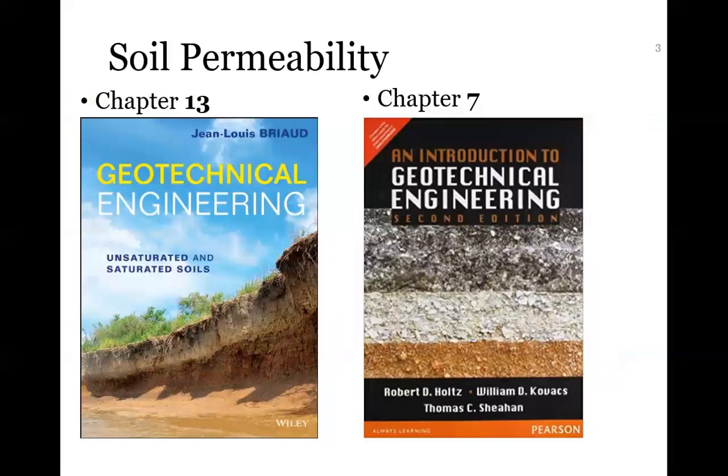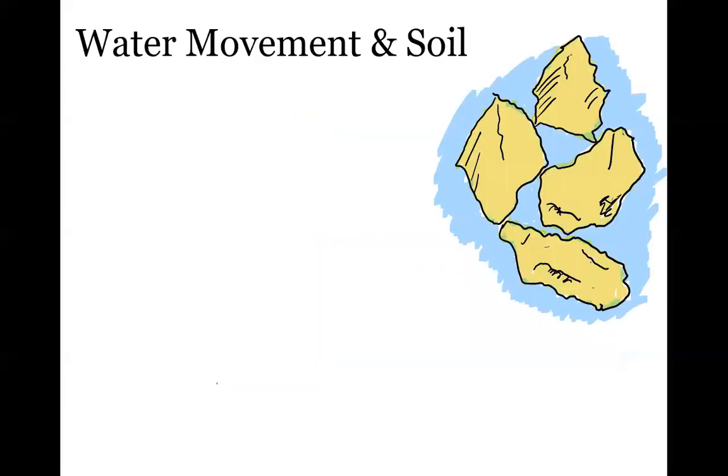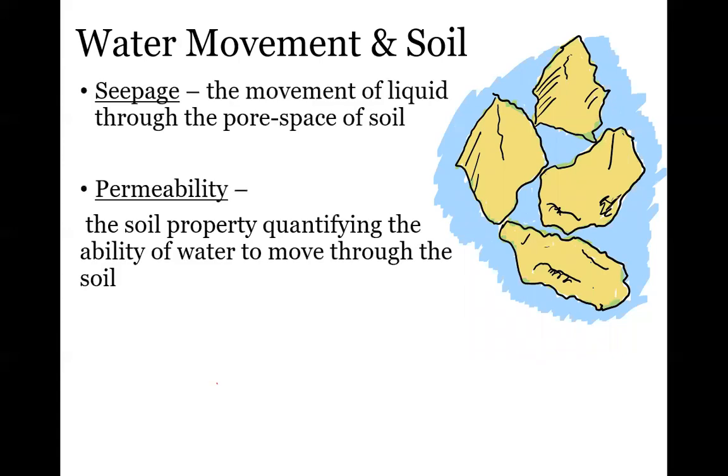Soil permeability and seepage. That's what we're talking about today. We're sticking around in chapter 13:7. Last class, we talked about water movement through soil with my fun little cartoon that I drew here. Just to define some terms, seepage is the movement of liquid through the pore space of the soil. So we're talking about the actual interconnected voids and the ability for water to flow through that interconnectedness and go from one side of the soil to the other.